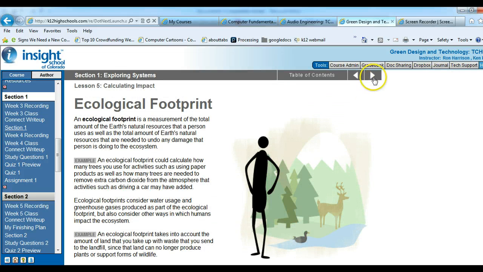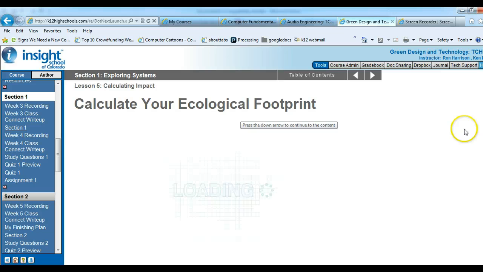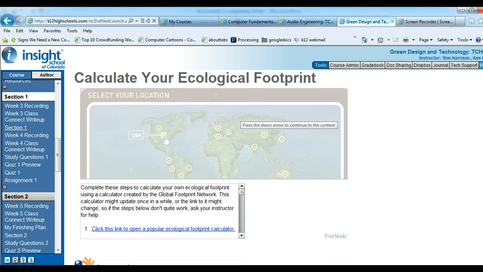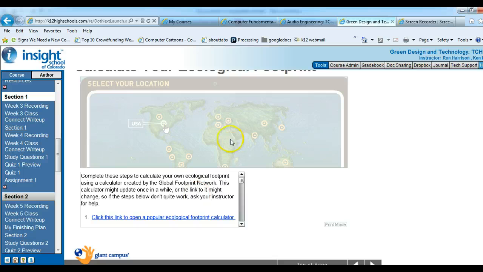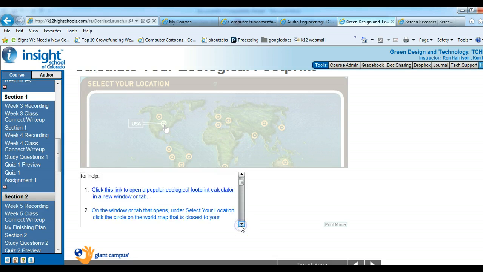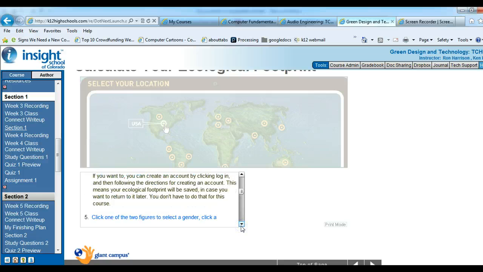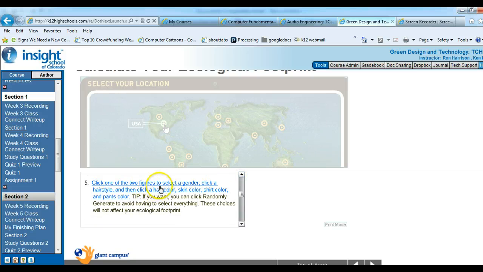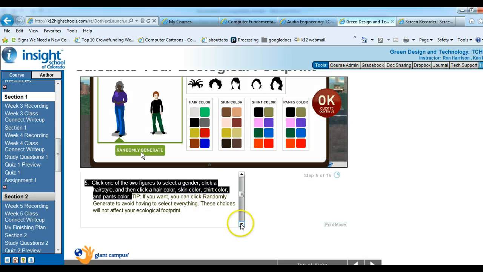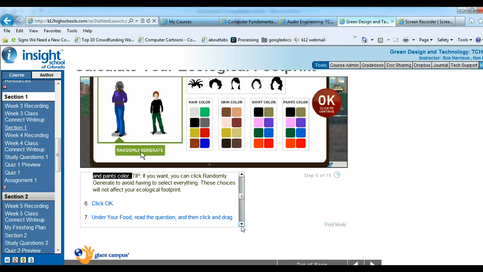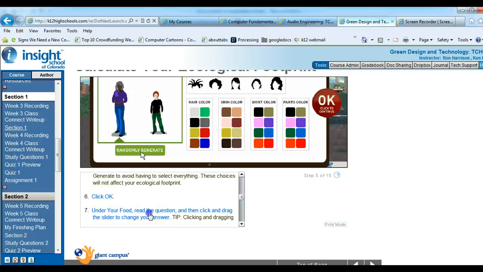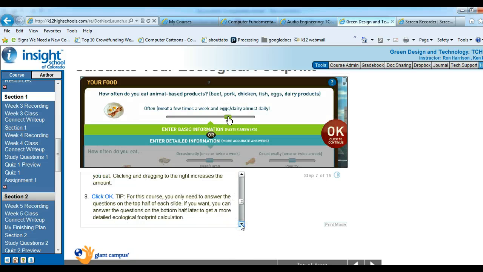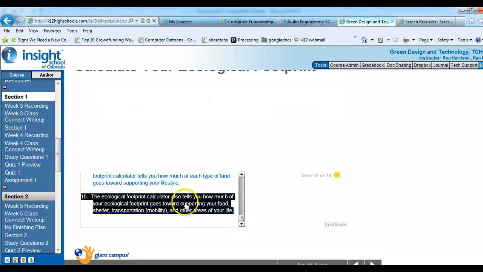You can find ecological calculators, footprint calculators online, which leads us right into this. Here's the activity to figure out your carbon footprint. You just click on that, answer some questions, choose your location, then you're going to give yourself a figure, so you choose your own gender and all that. That's just for fun. It has nothing to do with the footprint. You click OK, and then you answer questions about how much food you eat and those types of things. And then you'll come up with your carbon footprint answer.